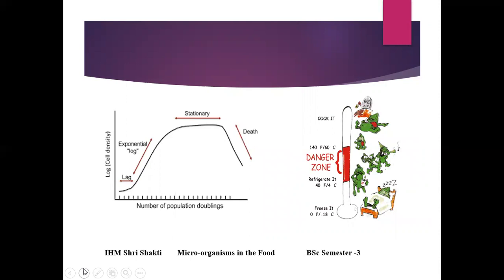where you can see the graph drawn between the number of population doublings and the log of cell density. You can see the lag phase, then the exponential phase where the graph rises to the top because of the multiplication of bacteria. Then the stationary phase, which almost becomes equal to the lag phase. And last, the death phase, where you can see the graph declining because the number of bacteria decreases.